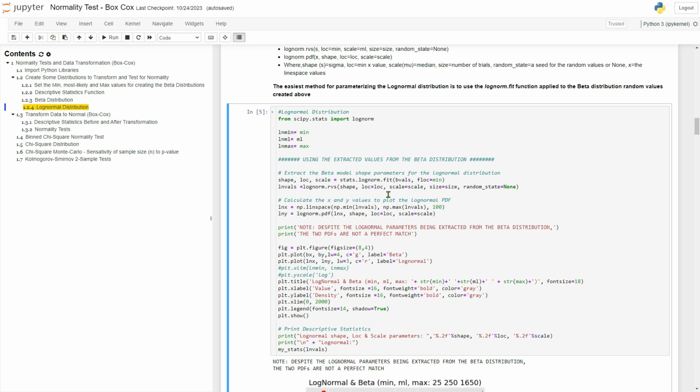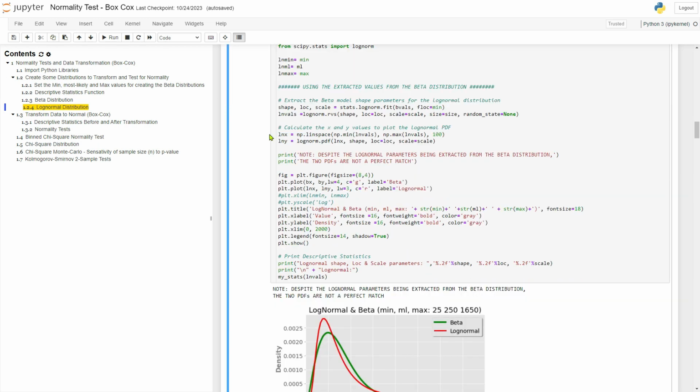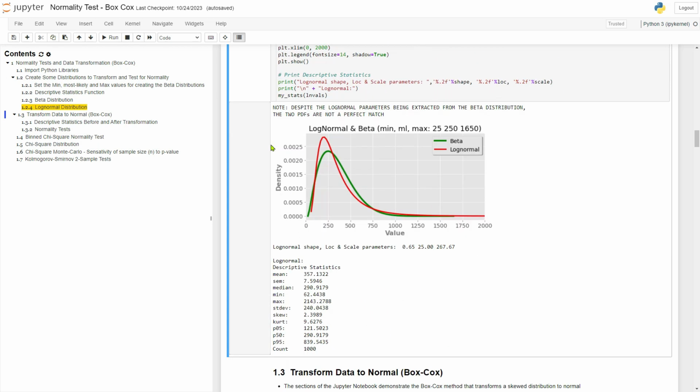And then here we create the log normal values from the shape, loc, and scale. And then in these two lines of code here, we create the x and y values we need for plotting the PDF of the log normal distribution. So let's go down and take a look at the beta and log normal distributions. In red is the log normal, which has a much longer tail, and the beta.